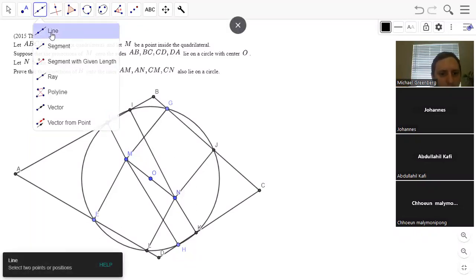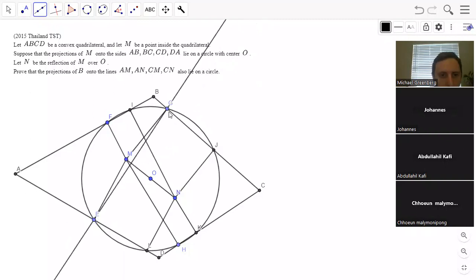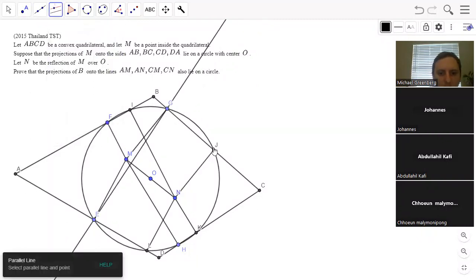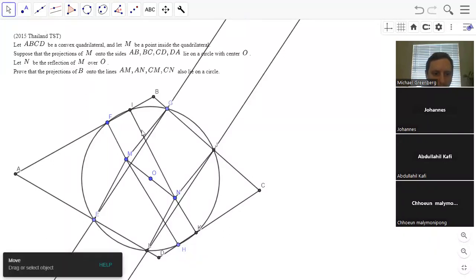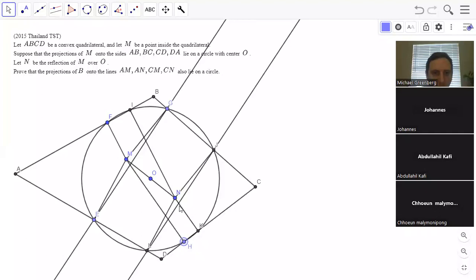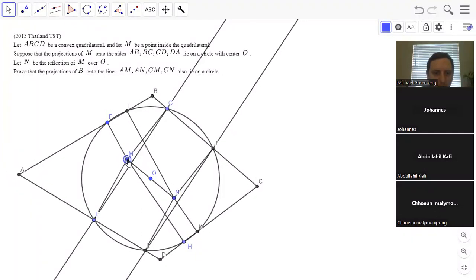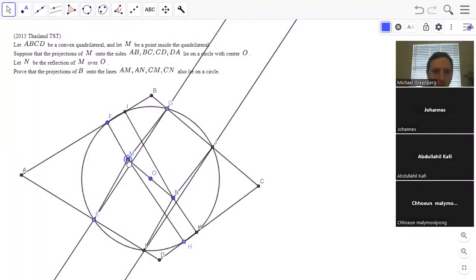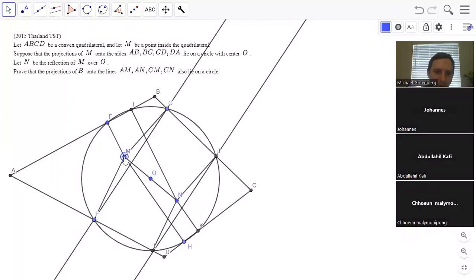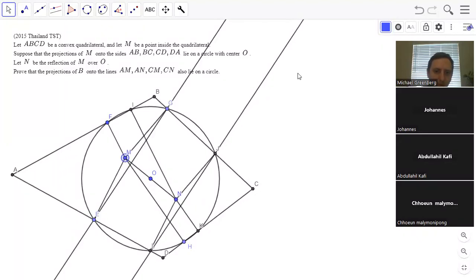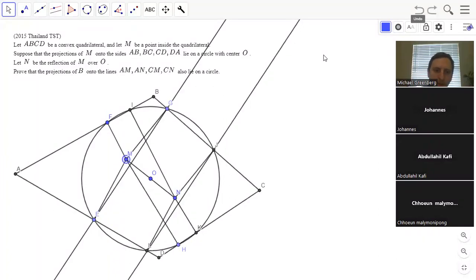Sorry, what were you saying? Is it obvious that those are parallel? Yeah, because MG and NJ are parallel, and also ME and NL are parallel. Oh, so it's a homothety. Okay. Yeah. And I think that solves it. Okay.